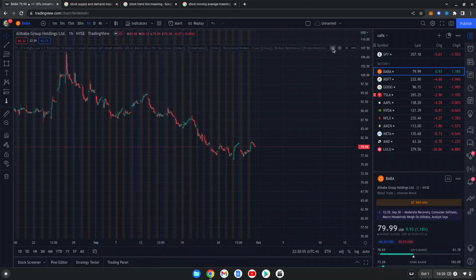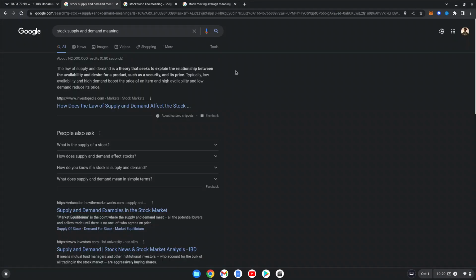We can hide that. And the next one is our supply and demand levels. So what is this? Supply and demand is a theory that seeks to explain the relationship between the availability and desire for a product and its price, security and its price. Low availability and high demand boost the price of an item. High availability and low demand reduces its price.